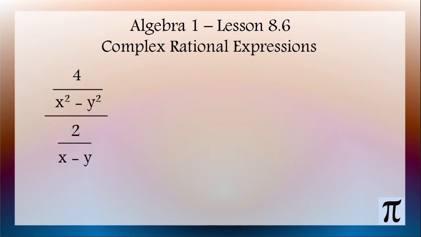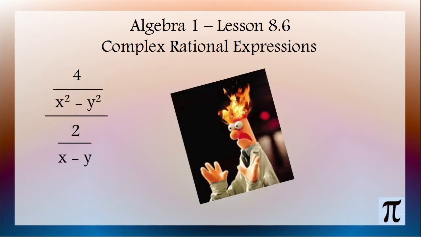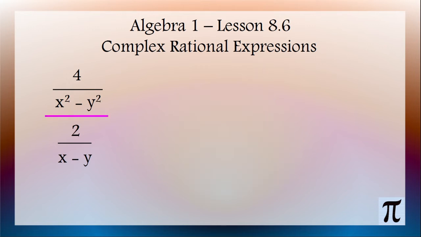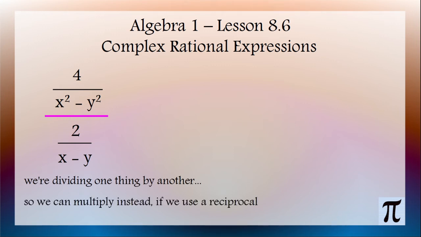What about something like this? Well, it's not that bad. In this case, we actually have a different way of solving this kind of problem. Let's focus on the center bar and see that we are dividing one fraction by another. Since we're dividing one thing by another, we can multiply instead if we use a reciprocal. So here, we can take the reciprocal of the denominator, 2 over x minus y. Its reciprocal would be x minus y over 2, and we can multiply these two fractions instead of dividing them.